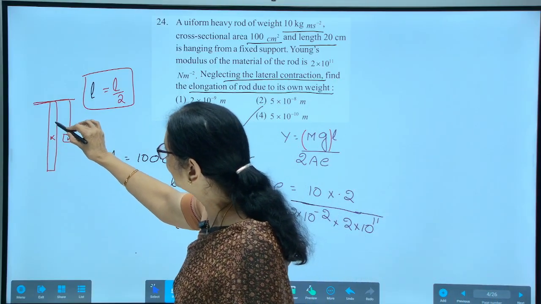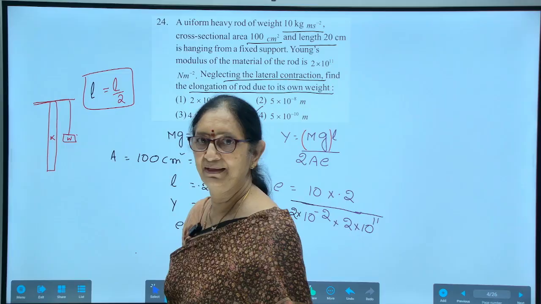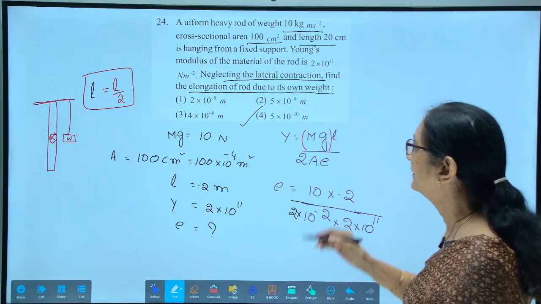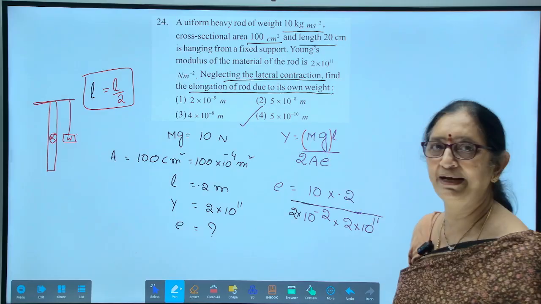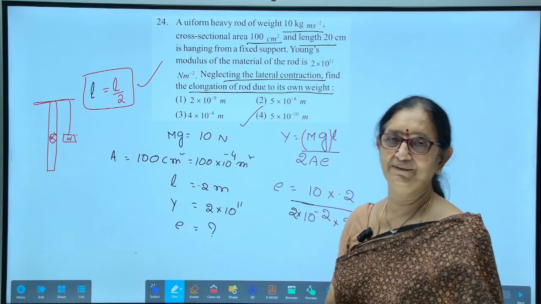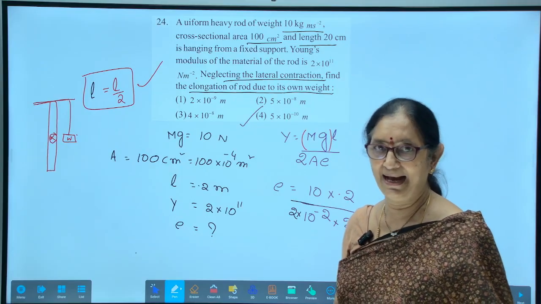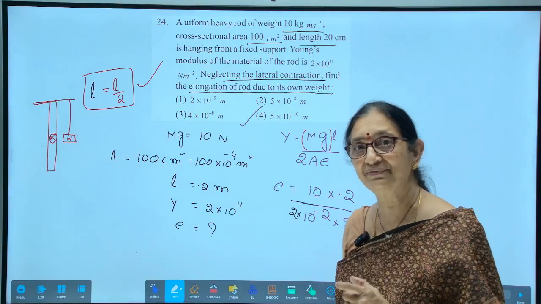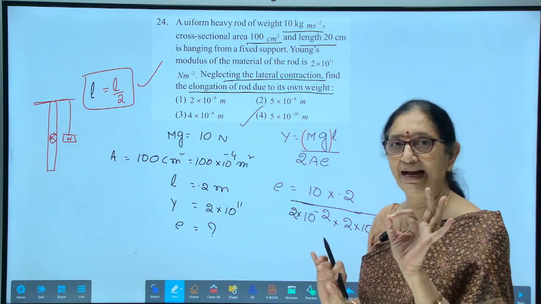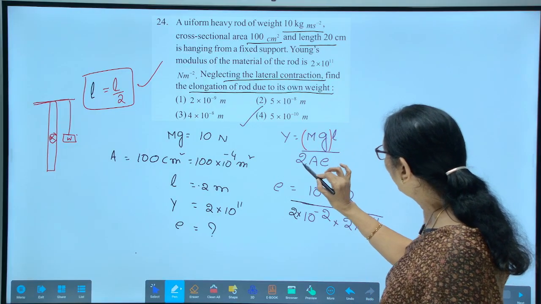See, we will consider this rod as a wire at the end of which a load is attached. As the weight is concentrated at the center of mass, the effective length we take it as L by 2. That is the most important thing you have to observe. When a rod is hanging under its own weight, when extension is asked, the effective length becomes half the length of the rod, because its weight will be concentrated at the center, that is at the center of mass. So Y is equal to mg L by 2AE.